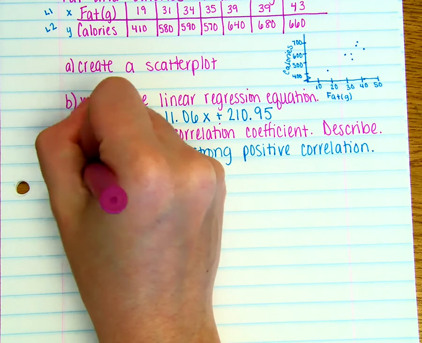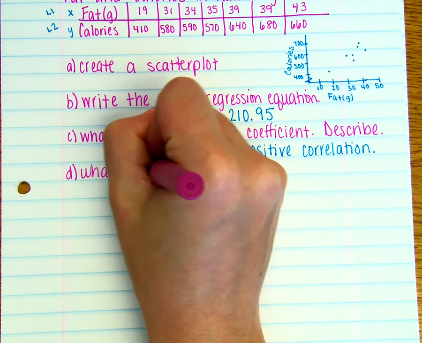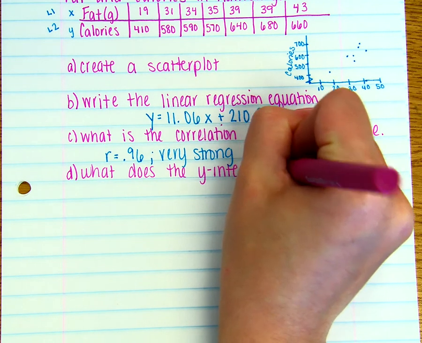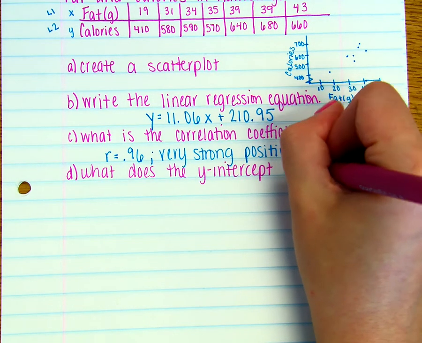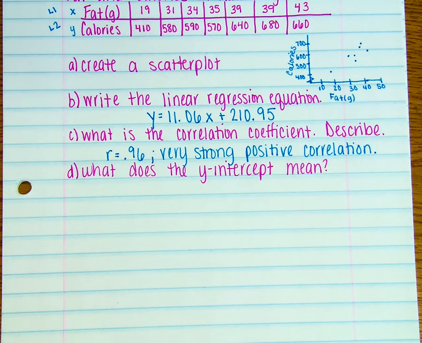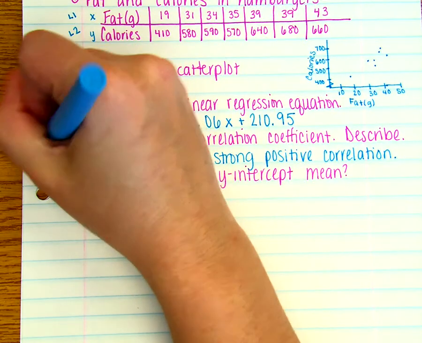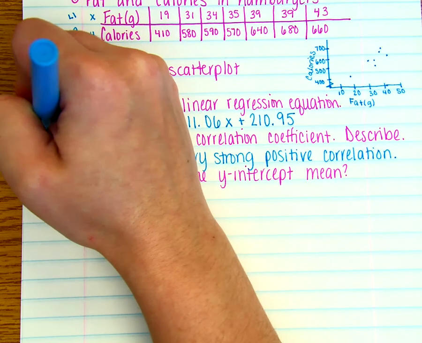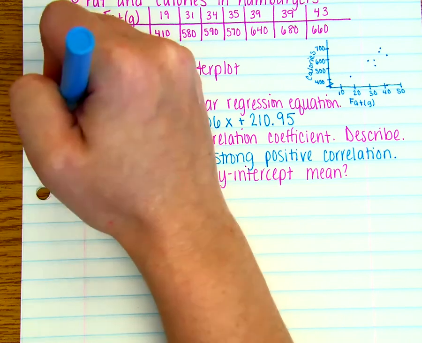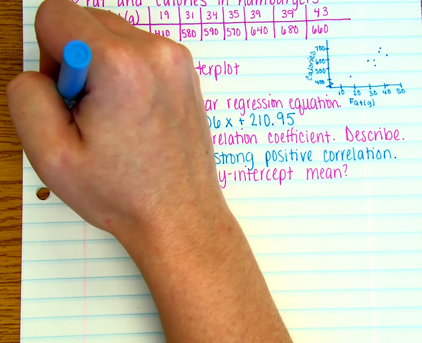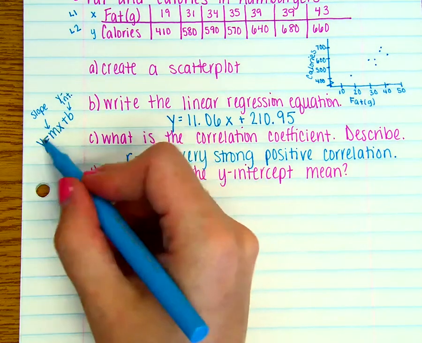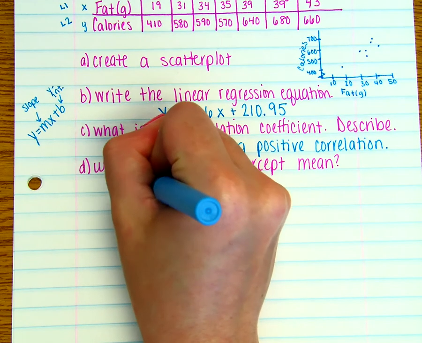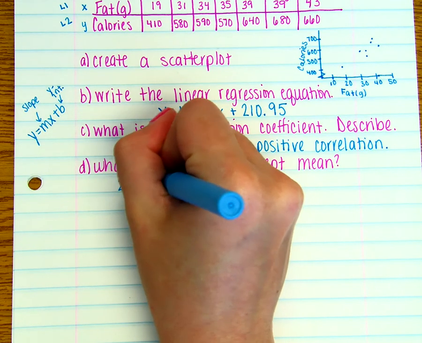The next question that you're going to see is going to ask, what does the y-intercept mean? So now our linear regression equation is a linear equation in that form y equals mx plus b that we've learned in the past. And here m stands for the slope and b stands for the y-intercept. So we're talking about the b value here. The b value of this equation is 210.95.